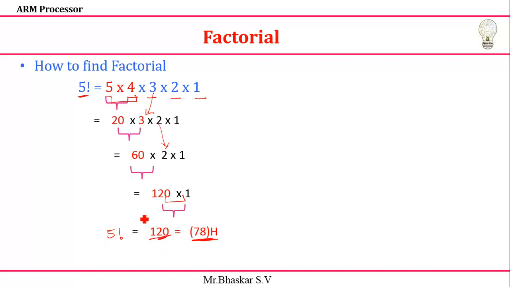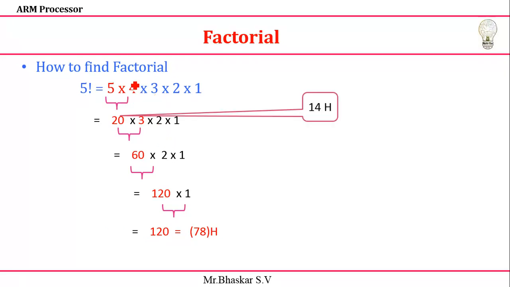Next concept: how we are going to write the assembly code for this. You can observe here 5, 4, 3, 2, 1. The last number 1 is there for every factorial; if you take any factorial, the last number is 1. You should keep this point in mind. And the numbers we are getting are every time subtracted by 1. So keep these 2 points in mind. Let's move on to the instructions.